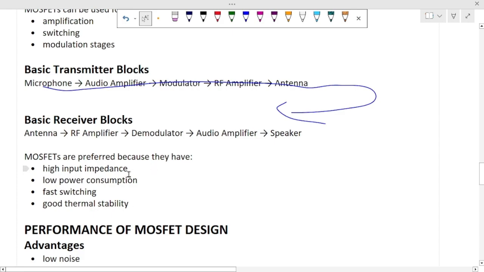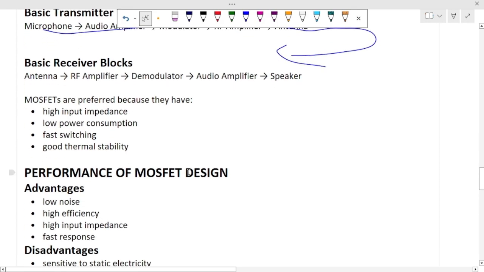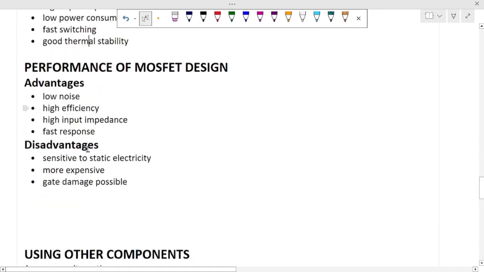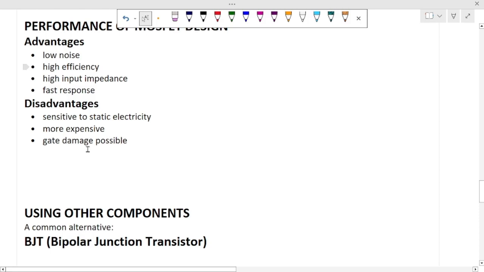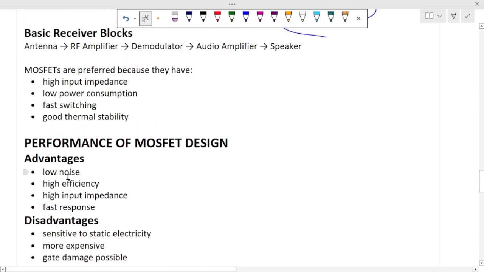Okay, so performance of MOSFET design, the advantages and the disadvantages. When we consider the performance of a MOSFET design for receiver and transmitter, the advantage is that it has low noise and what?